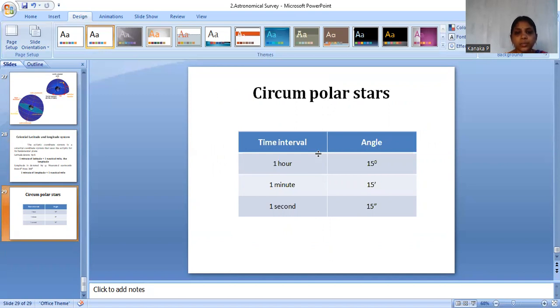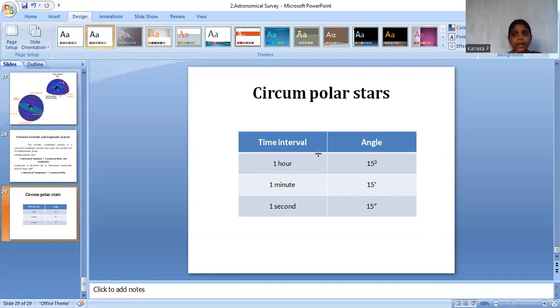Next one is circumpolar stars. For the time interval and angles: 1 hour is 15 degrees, 1 minute is 15 minutes of arc, 1 second is 15 seconds of arc. This is about circumpolar stars. Next is the astronomical triangle. It is formed by joining the pole, the zenith and any star on the sphere by arcs of great circles.